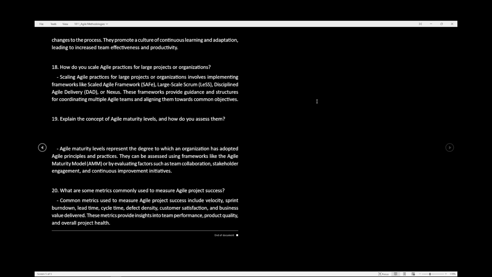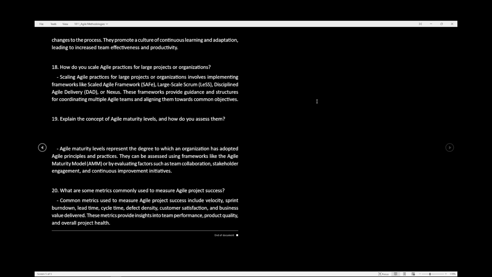How do you scale agile practices for large projects or organizations? Scaling agile practices for large projects or organizations involves implementing frameworks like Scaled Agile Framework, Large-Scale Scrum, Disciplined Agile Delivery, or Nexus. These frameworks provide guidance and structures for coordinating multiple agile teams and aligning them towards common objectives.